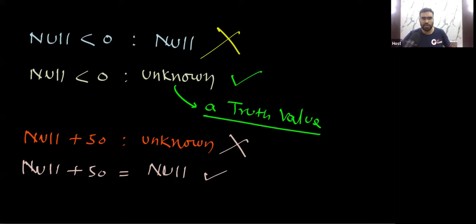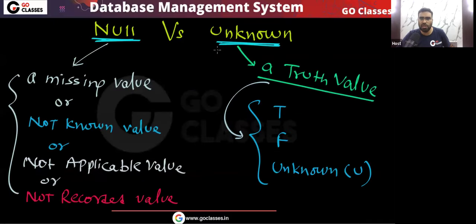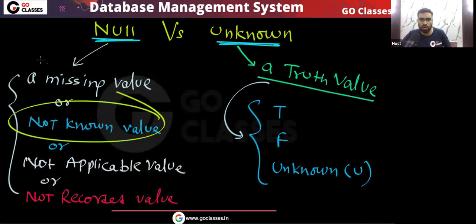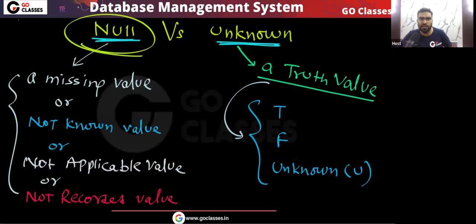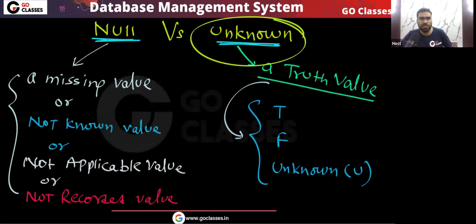Okay, so very simple point. I hope you understood this. Null versus unknown, they are different. Null is a missing value, or not known value, or not applicable value, or not recorded value. Null has many different meanings. But unknown is a truth value, because SQL uses three valued logic. I told you. Okay, so let's move on now.